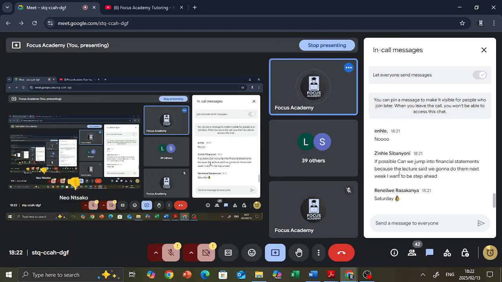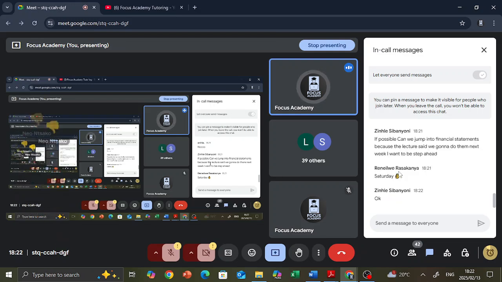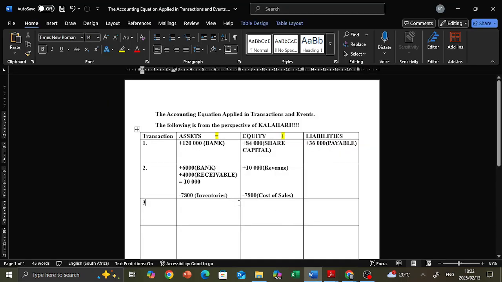Then I have to show you the double entry system, right? There's no way the financial statements are more important than the double entry system, because the double entry system is essentially a perfect copy and paste method as to how you present your financial statements. Let me show you something. For example, when we see minus 7,800 cost of sales, you know that in your cost of sales calculation, in your statement of profit or loss, minus 7,800 must be written there. Do you understand?